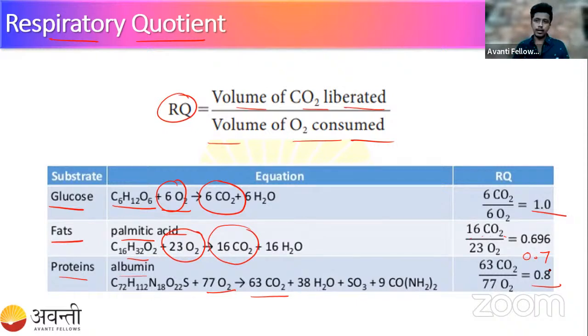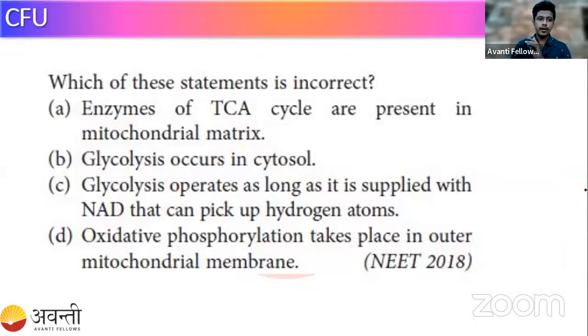So the important thing for our examination is to remember the name palmitic acid. What is the respiratory quotient of palmitic acid? 0.7. What is the respiratory quotient for proteins? 0.8. What is the respiratory quotient of glucose? 1. So these numbers, 1.0, 0.7 and 0.8, have to be in your memory until your examination. I bet at least one question is coming from this point regarding this chapter, 100% I can tell you.